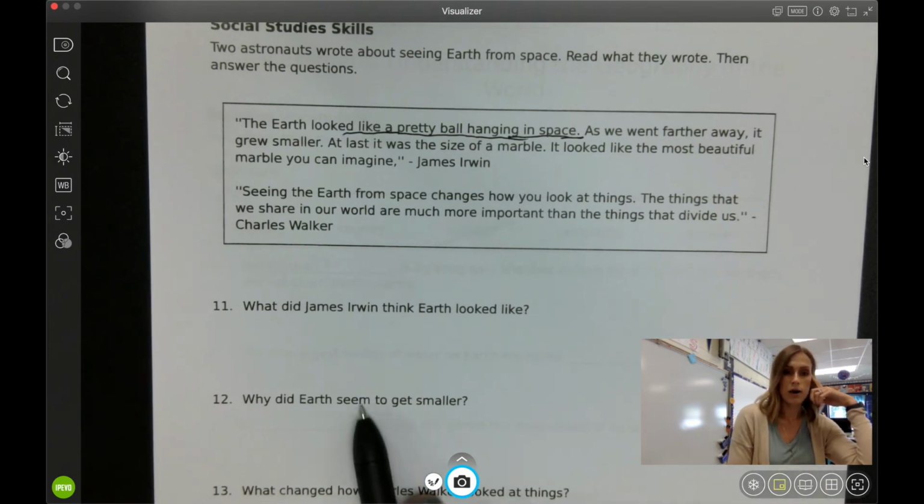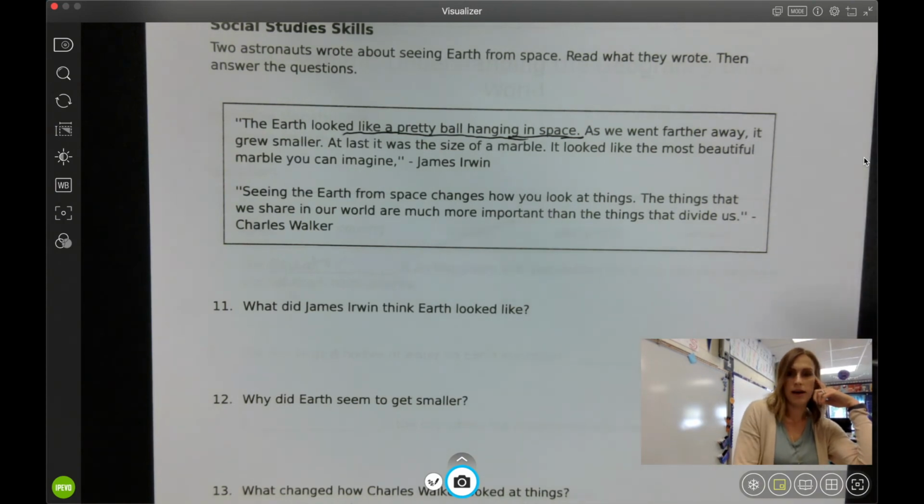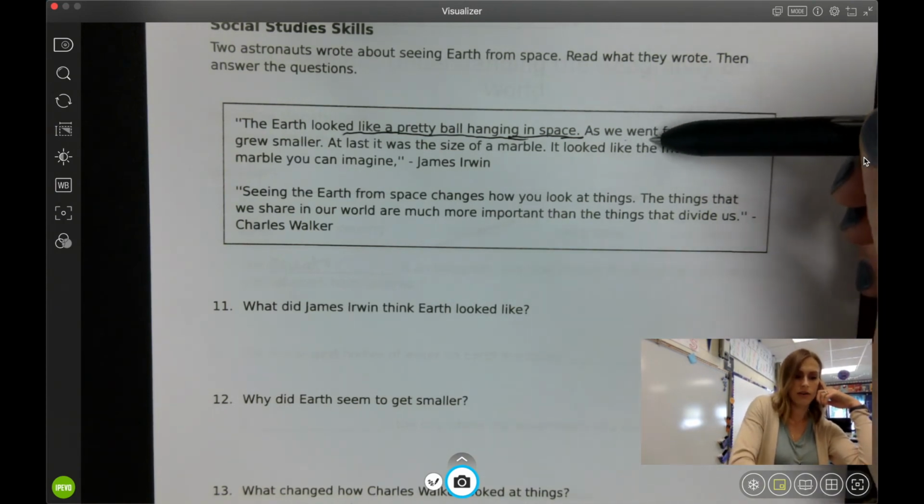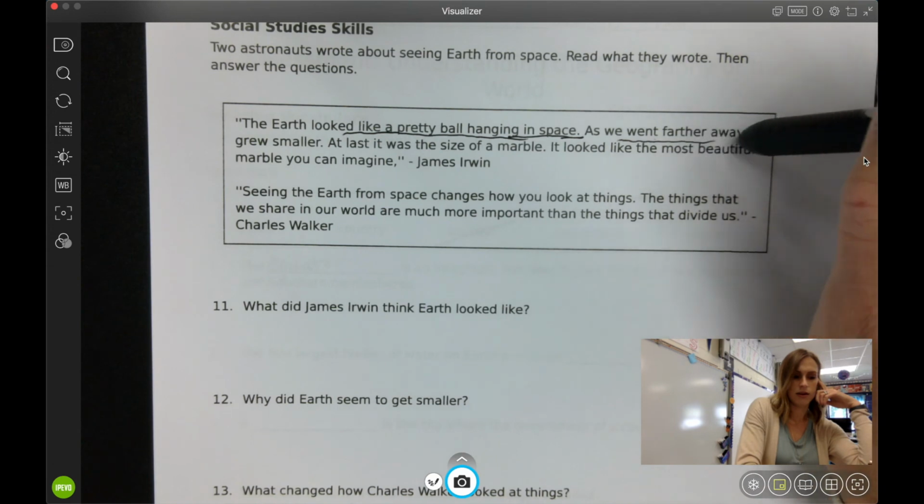Number 2, why did Earth seem to get smaller? It grew smaller, why? Well, they were going farther away. Right, as they went farther away, it looked like it grew smaller.